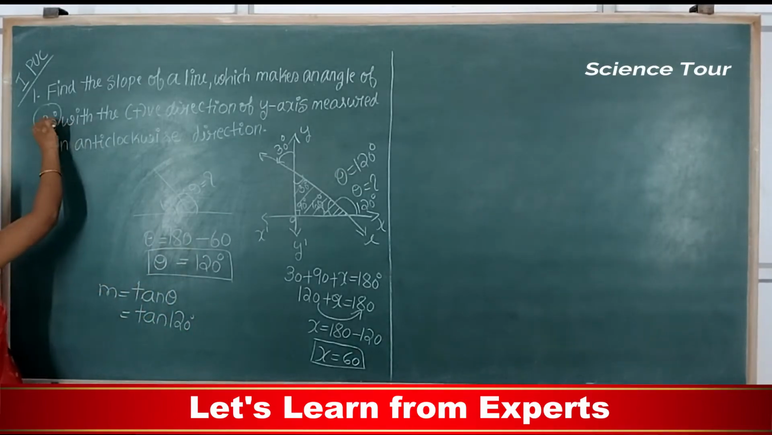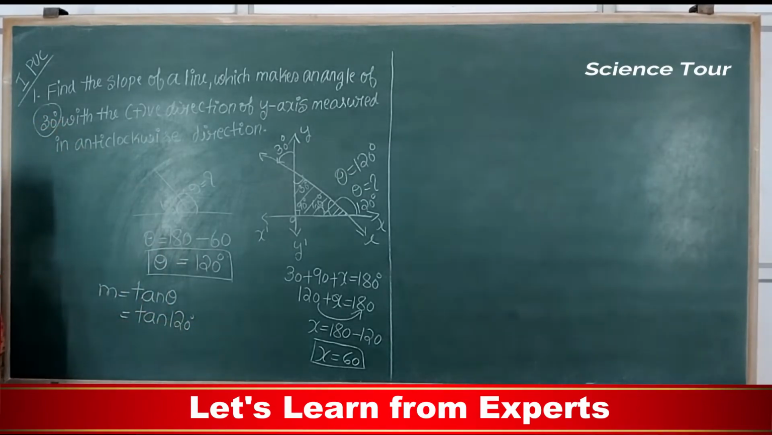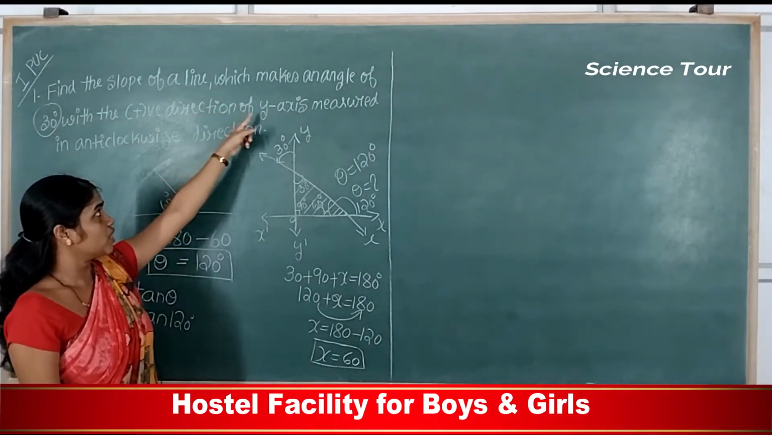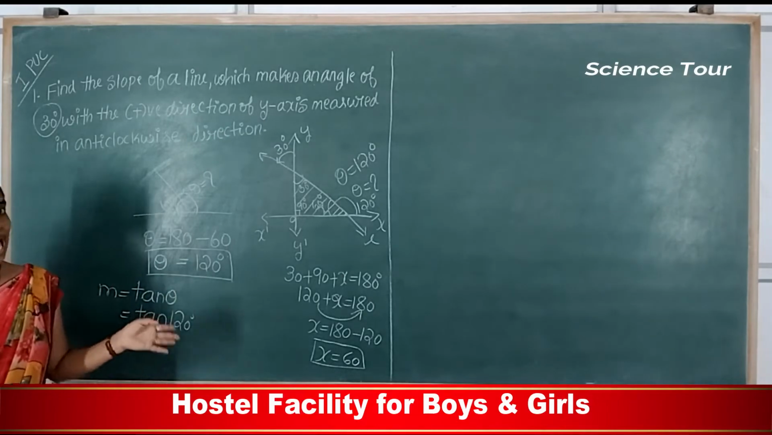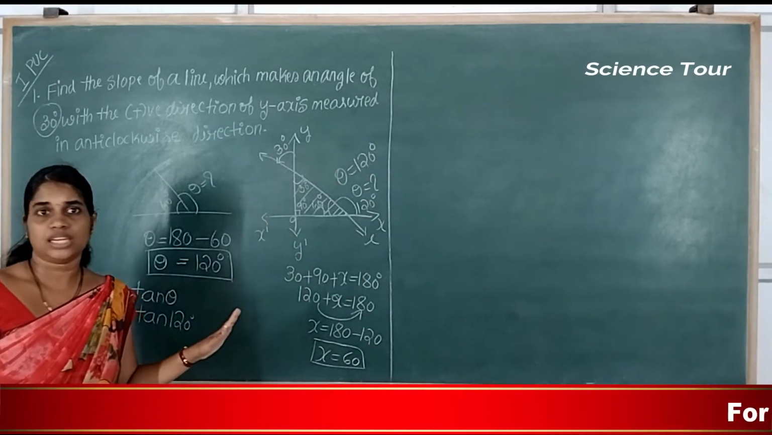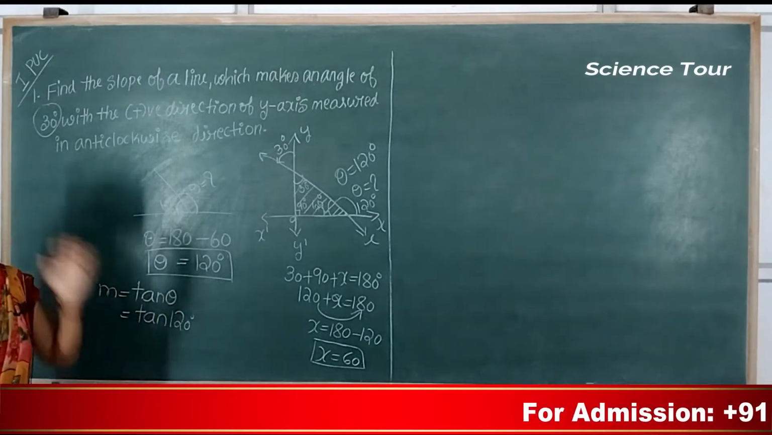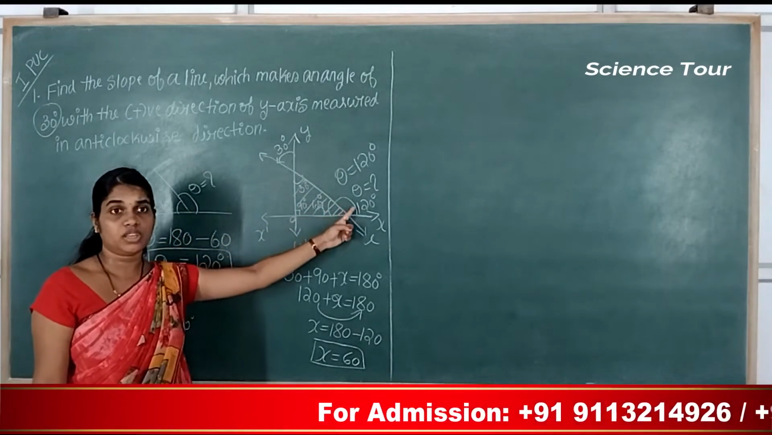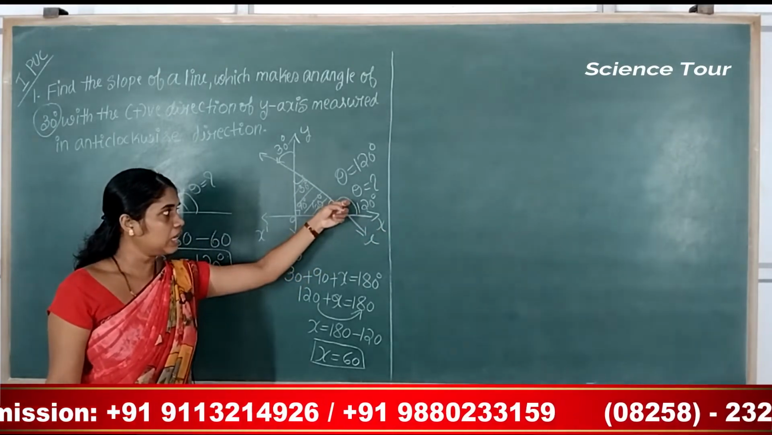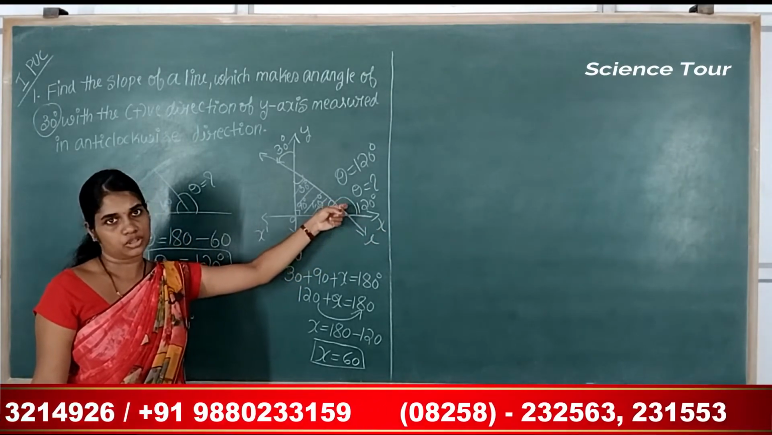Don't substitute this 30 degree in the place of theta, because this 30 degree is nothing but the angle made with the positive direction of the y axis. The angle made with the positive direction of the y axis we cannot consider as the inclination. Understood? Inclination must always be with the positive direction of the x axis. Here the angle obtained at this point will be equal to inclination.